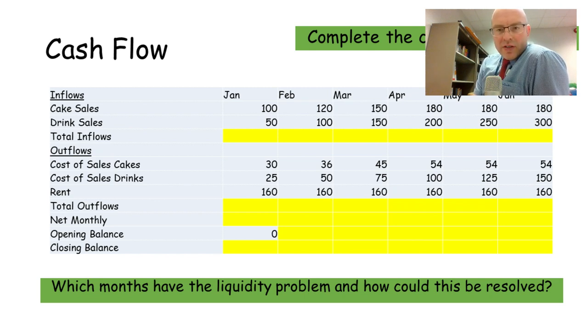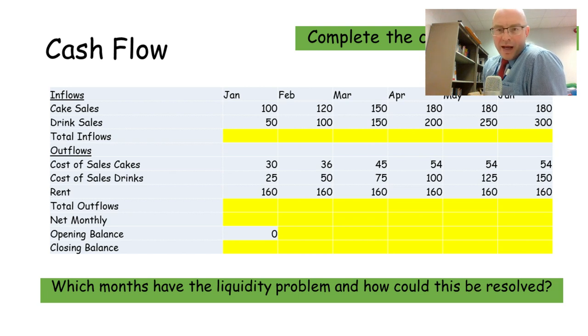Now you need to calculate your net monthly. Now your net monthly is basically, remember, the difference between your inflow and your outflow for that month. So we had £150 going in January and we had £215 going out in January. That means the net monthly is minus £65. So we would do the same all the way across. You should have a net monthly for February of minus 26, a net monthly of positive 20 for March, positive 66 for April, positive 91 for May, and 116 positive for June.